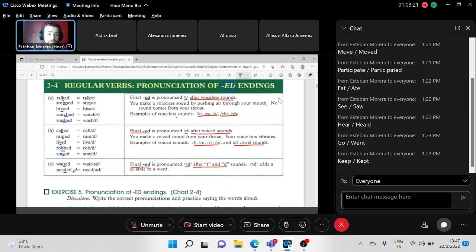Last example, need. Final sound, letter D. Pronunciation of the ending: id. Pronunciation of the verb in the past tense: needed. So guys, these are basically the 3 possibilities that we have for verbs in the past tense. Remember that these rules are only and exclusively for regular verbs in the past tense.